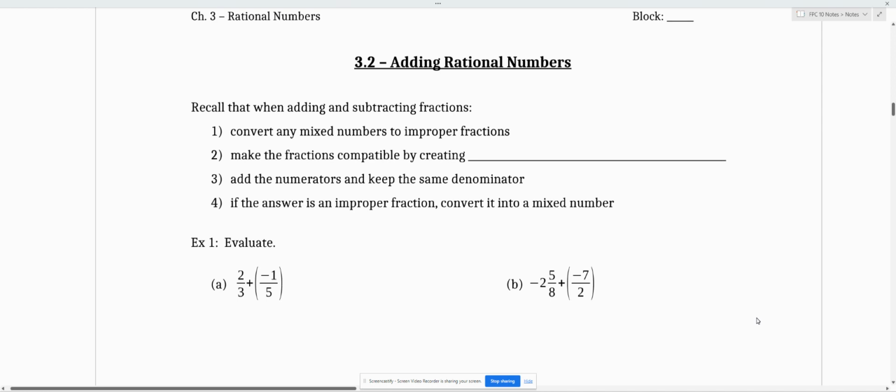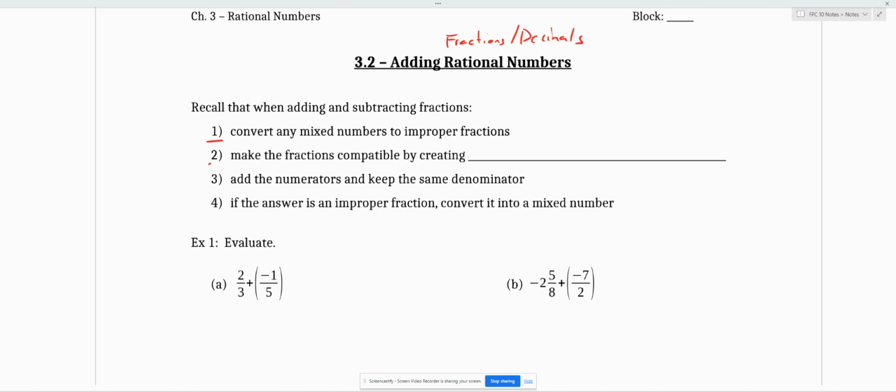Let's talk about adding rational numbers, which, let's just remember, is basically the same as adding fractions or decimals. That's what rational numbers are. You can think of those numbers as the ones in between, that are partial or fractional. So we're going to recall adding and subtracting fractions.